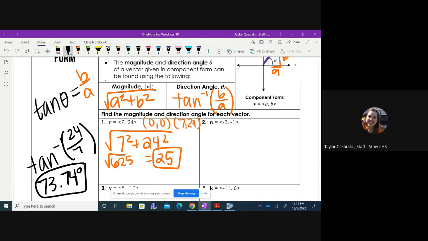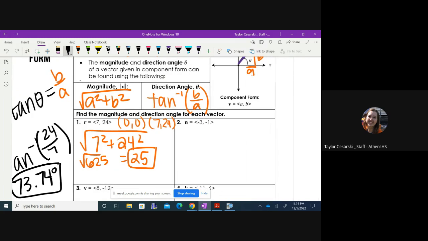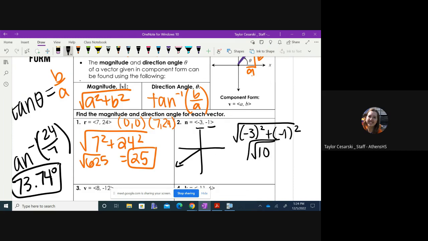All right, let's look at one that's not in the first quadrant. Let's look at number 2. Okay, on number 2, I'm in the third quadrant because negative, negative. Okay, now to find the magnitude, it's going to be the same thing. Negative 3 squared plus negative 1 squared gives me the square root of 10. That's my magnitude. To find the direction angle, I'm going to start just like normal, tangent inverse negative 1 over negative 3, and type that in my calculator.